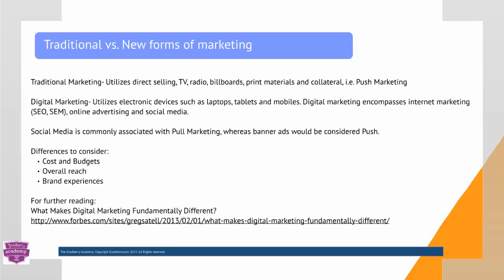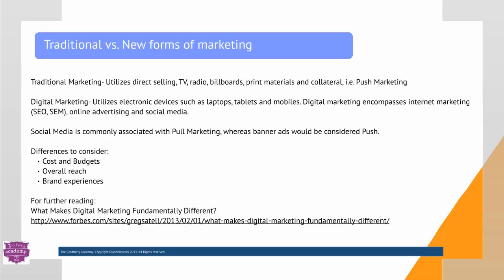If we look at the brand on one side and the consumer on the other, we see that the brand is really pushing their products onto the consumer. So in a lot of ways it's one directional. But then if we look at digital marketing, which basically utilizes electronic devices such as laptops, tablets, and mobiles, digital marketing encompasses internet marketing, so SEO, SEM, online advertising, and social media.